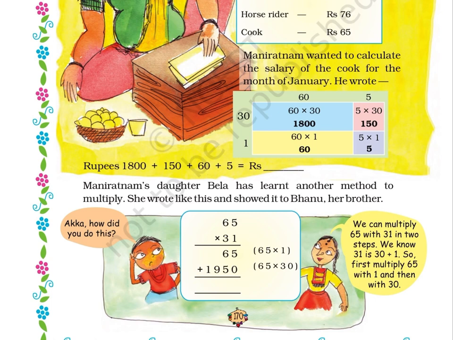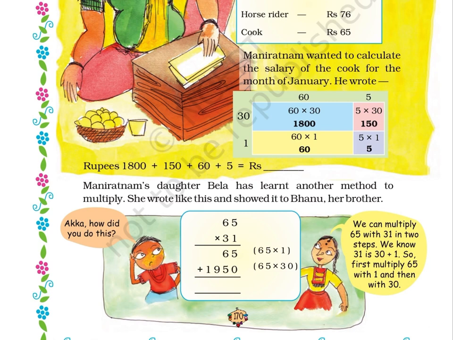Mani Ratnam's daughter Bela has learned another method to multiply. She wrote like this and showed it to Bhanu, her brother. Below this is a picture of Bela and Bhanu. Bhanu asks, Akka, how did you do this? Bela tells him, we can multiply 65 with 31 in 2 steps. We know 31 is 30 plus 1. So first multiply 65 with 1 and then with 30. In between we see the entire calculation being done.